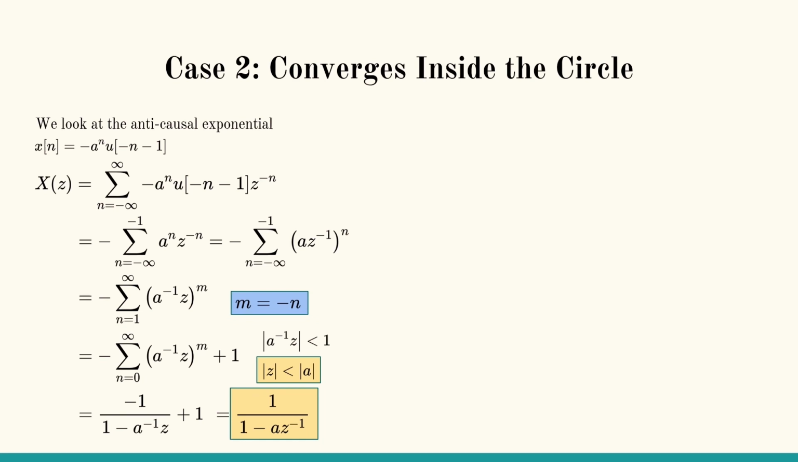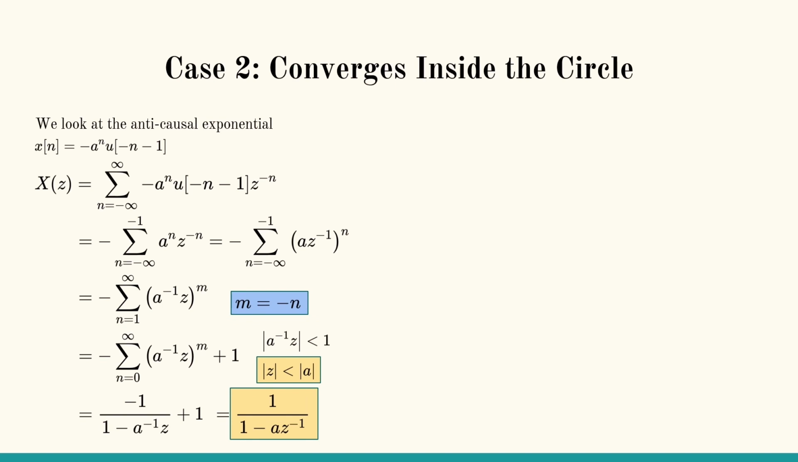less than A. If you compare this to what we got for case 1, or the causal exponential, it's the exact same expression, but the only difference is the region of convergence, which means that Z transforms are not unique, and that to fully understand them, you need the region of convergence and its expression.